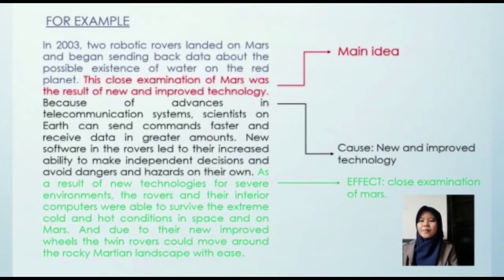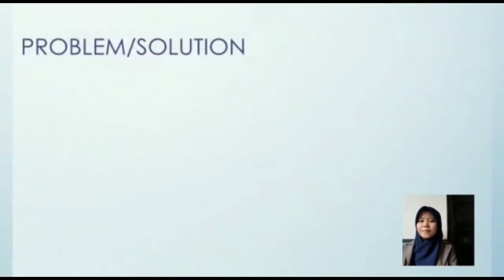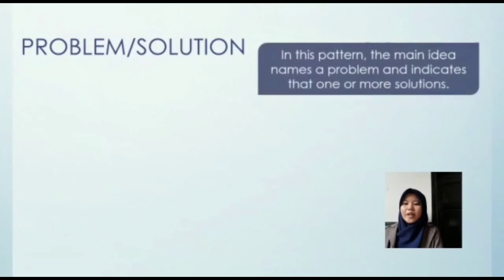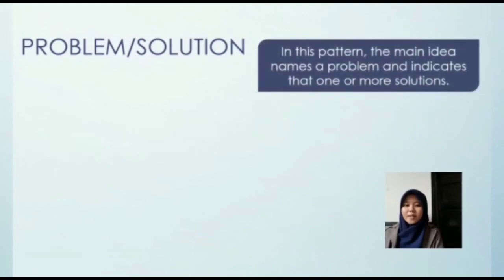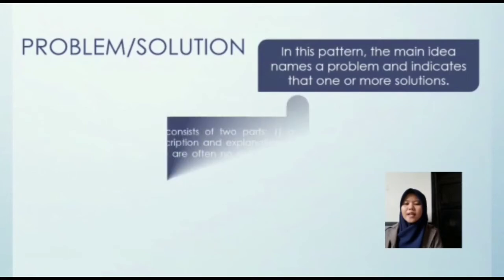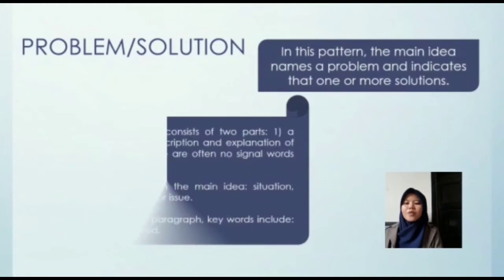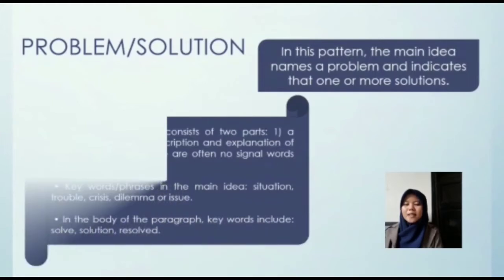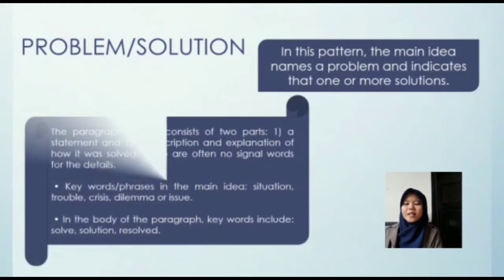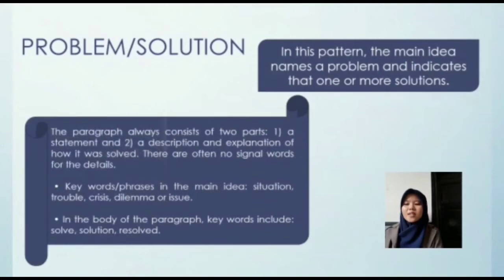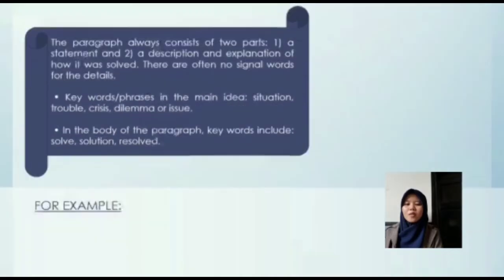And the next is problem/solutions. The paragraph always consists of two parts. The first, a statement, and the second, a description and explanation of how it was solved. There are often no signal words for the details. Keywords or phrases in the main idea are situation, trouble, crisis, dilemma, or issue. In the body of the paragraph, keywords include solve, solution, resolve.